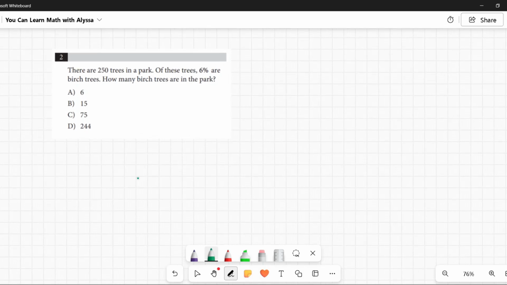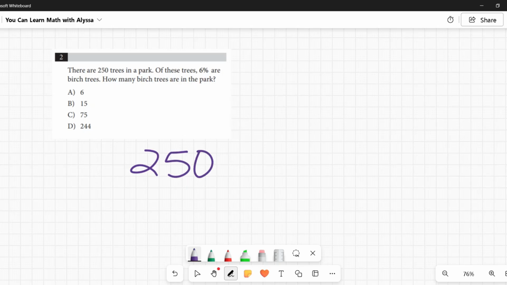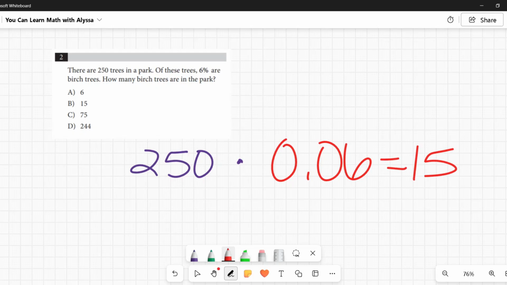Number 2, there are 250 trees in a park. Of these trees, 6% are birch trees. How many birch trees are in the park? When we say a percent of a number, we're just multiplying. So that would be 250 times 6%. 6% as a decimal is 0.06. So you can multiply this either manually or in your calculator, and you're going to get 15, which is B.